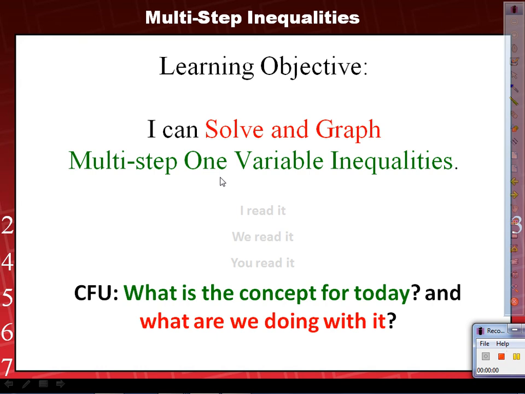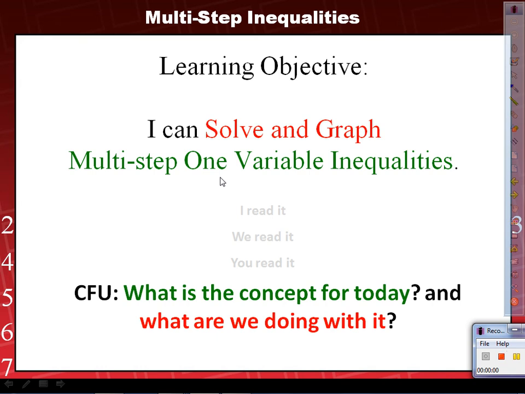Our objective for today: I can solve and graph multi-step one variable inequalities. Read together, 1, 2, 3. I can solve and graph multi-step one variable inequality. So we're continuing with one variable inequalities that we started last week. Today we're moving on to multi-step.